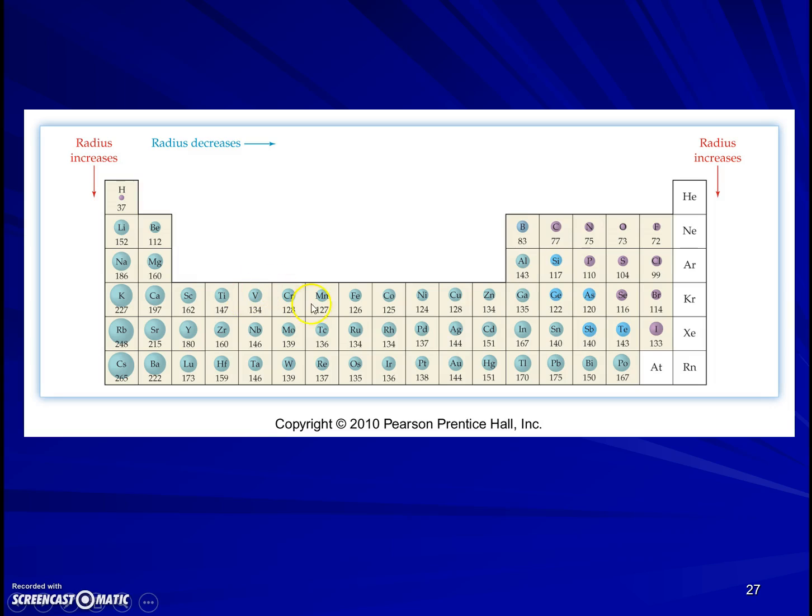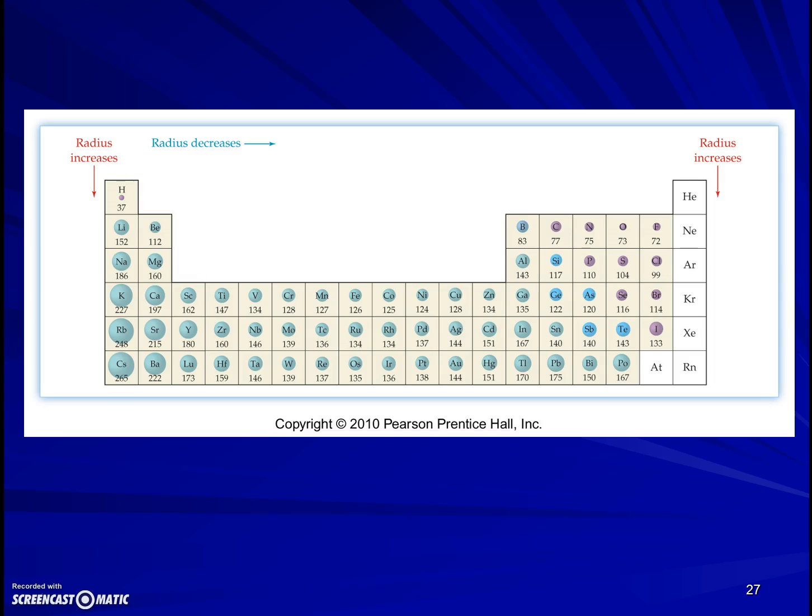But what happens is, right here we're in level 4. So right here you have the number of protons that potassium has, 19. 19 protons pulling in on 4 energy levels. Here you have 20 protons pulling in on 4 energy levels. So they can pull in a little bit further. Here you have 21 protons pulling in on 4 energy levels, and so on.